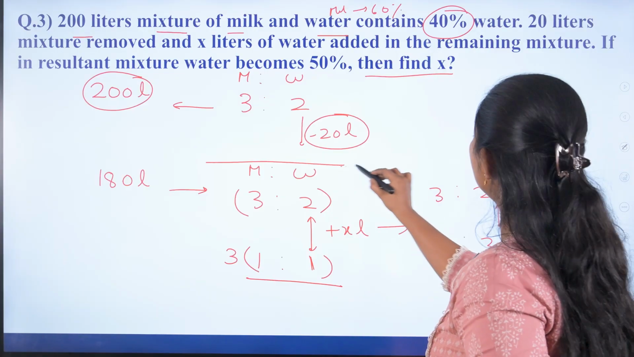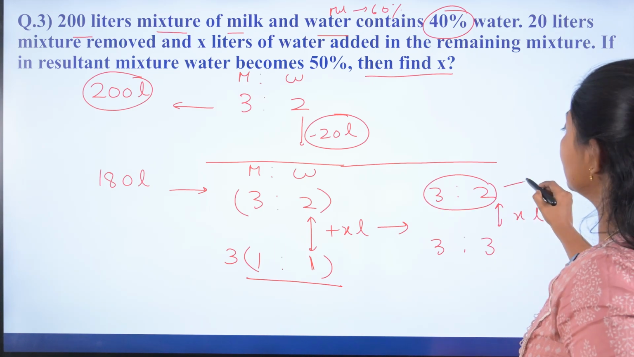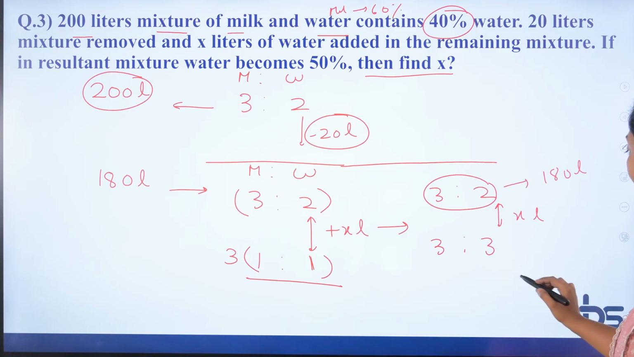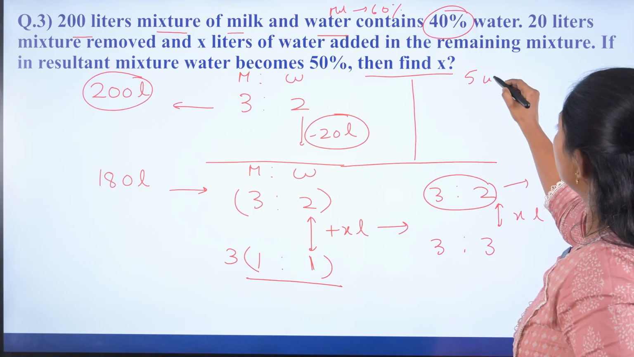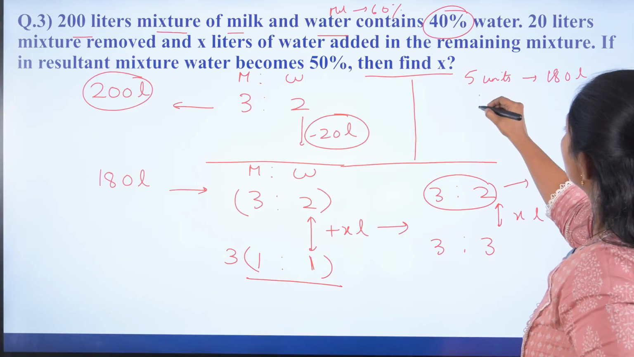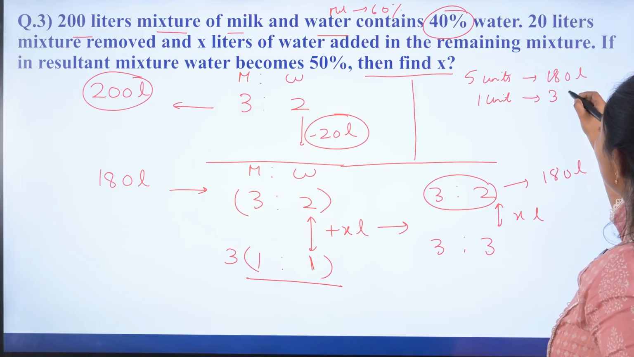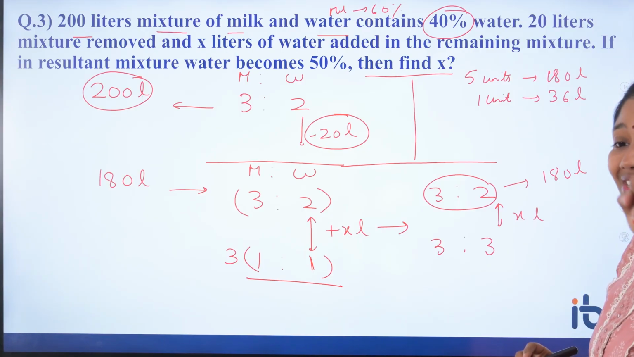Now, already they have stated that the total quantity is 180 liters. So 5 units is 180. What is 1 unit? Here I will do rough work. 5 units corresponds to 180 liters. So what is 1 unit? 1 unit will be 5 3s are 15, 5 6s are 30, 36 liters. So 1 unit is 36 liters.